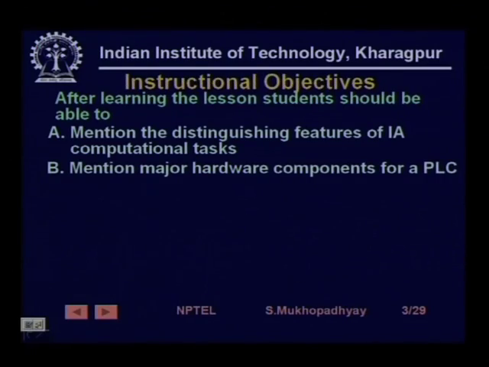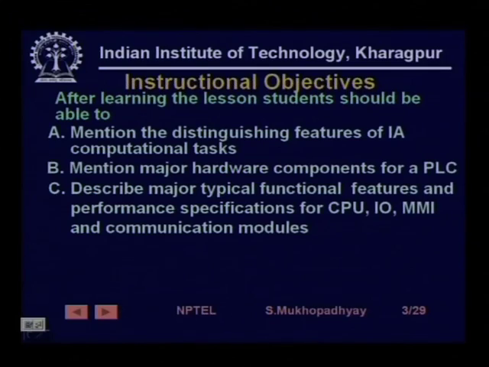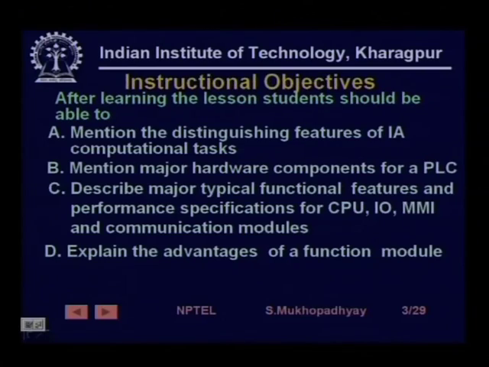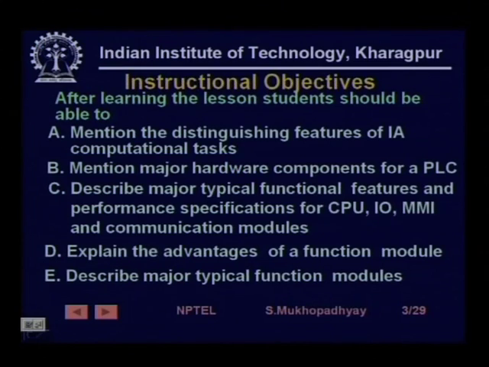mention major hardware components of a PLC, describe major typical functional features and performance specifications for the CPU, central processing unit, IO or input output, MMI, the man machine interface, and communication modules. Okay. Then explain the advantages of a function module. So, what are the advantages of a function module? You will be able to explain, and describe some major typical function module types. So, these are the instructional objectives.